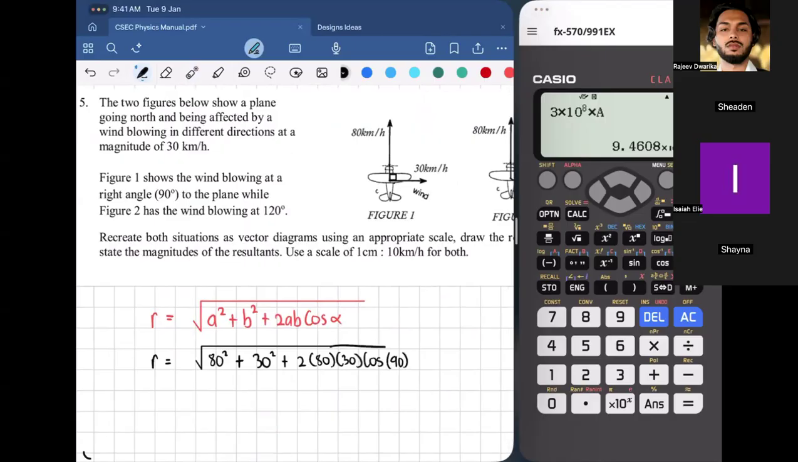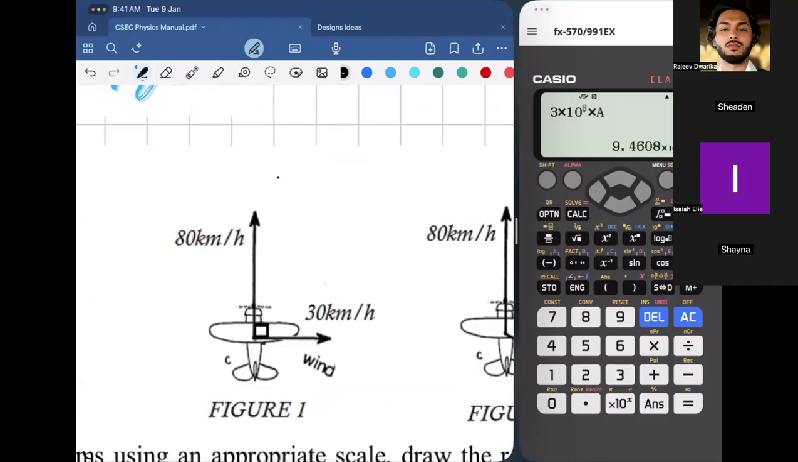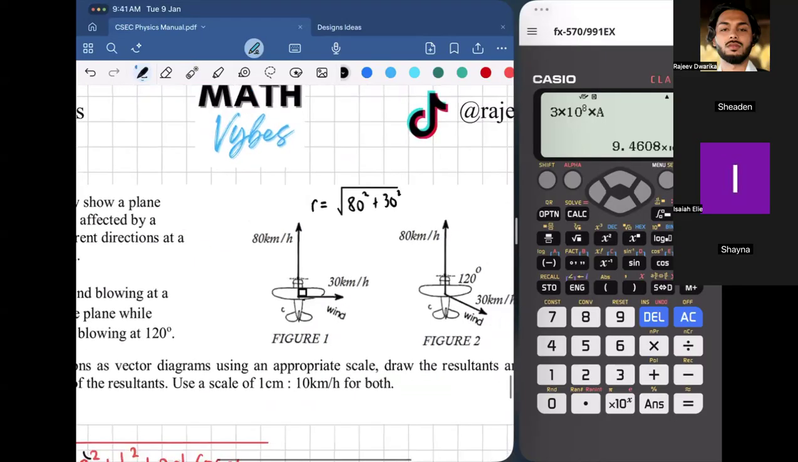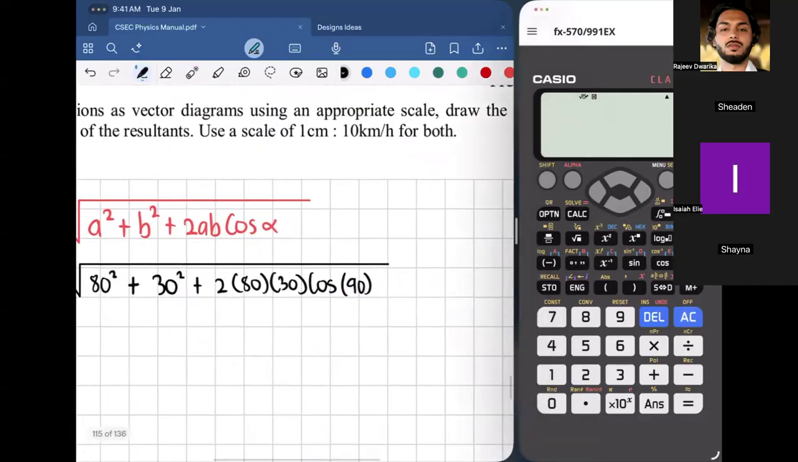Now, hold on to your pants. You're about to be mind blown. So we just said that this is Pythagoras theorem, right? And if we use Pythagoras theorem, the resultant is supposed to be equal to the square root of 80 squared plus 30 squared. I wonder what cos 90 is. Let me see. What is cos 90? 0. So look at what happens to all of this.